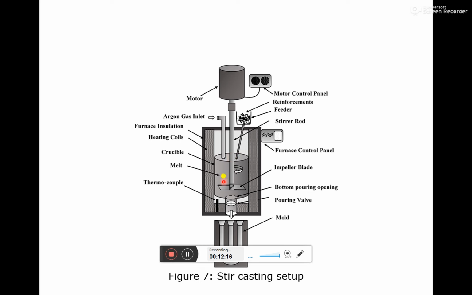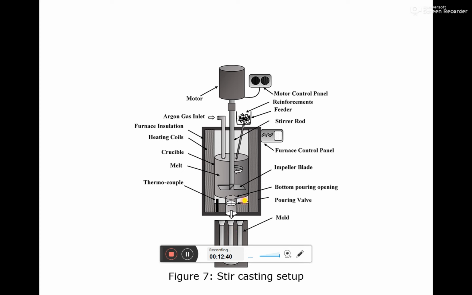They will mix thoroughly, and after thorough mixing, once this composite mixture is developed, at the bottom there is an opening. We will open that bottom pouring opening. This one is the bottom pouring opening. Then below that we'll place the mold.